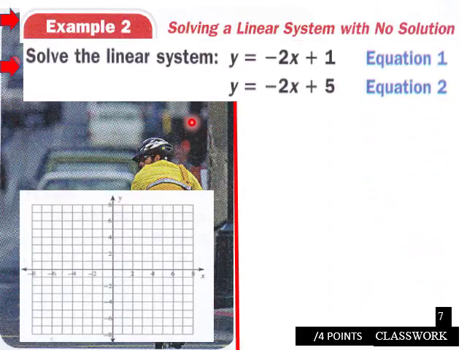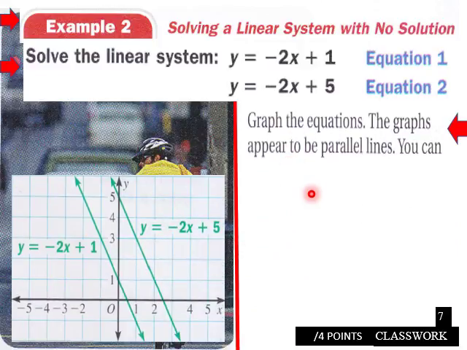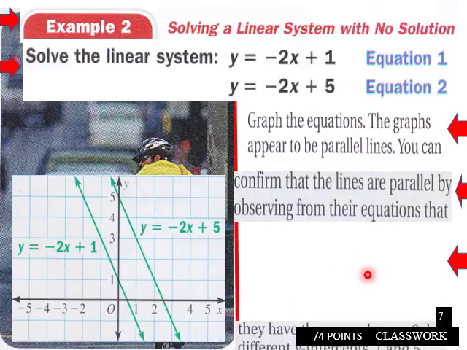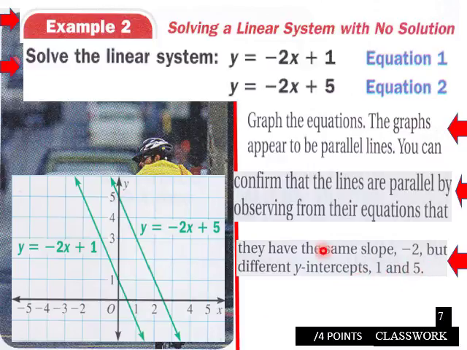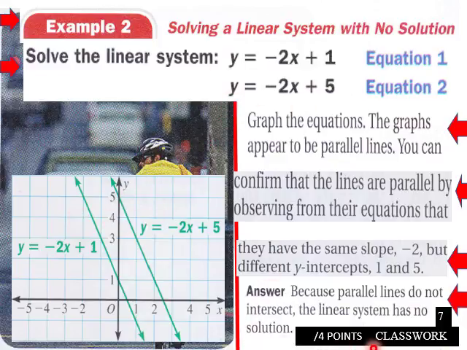Well, solving a linear system with no solution. Here are our two equations. So graph the equations, and guess what? They both have the same slope here, -2. So they'll never intersect, they're parallel. So since they're parallel, they'll never have a solution. But they have different y-intercepts. Here it's 1, there it's 5, and they both have negative slopes of -2. So there's no solution to the system.